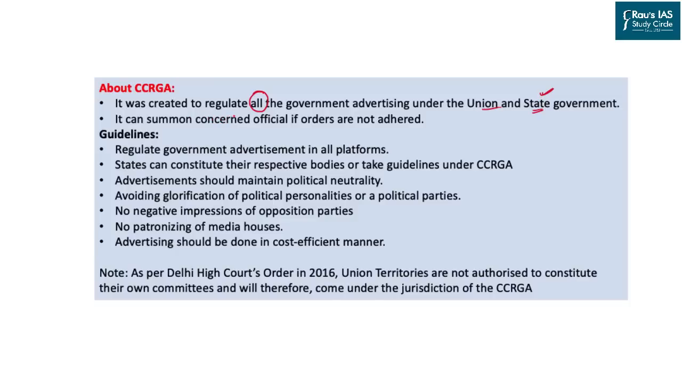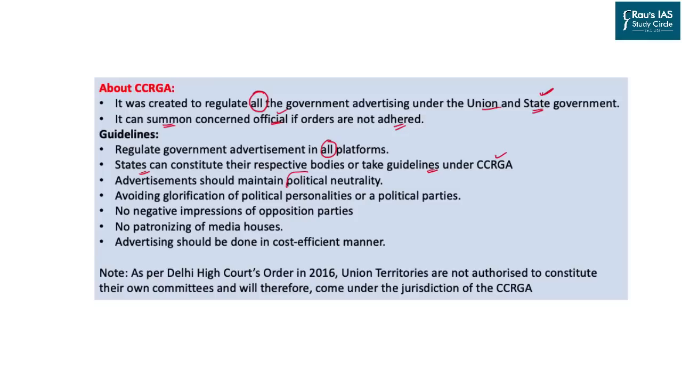However, some of the states have decided to go with the CCRGA and not to create any separate body. This body can summon the concerned official if the orders given by the agency are not followed. So officials can also be punished for non-action. The guideline says that this agency can regulate government advertisement on all platforms, all means all, including social media. State governments can also constitute their respective body or they can take the help of the CCRGA.